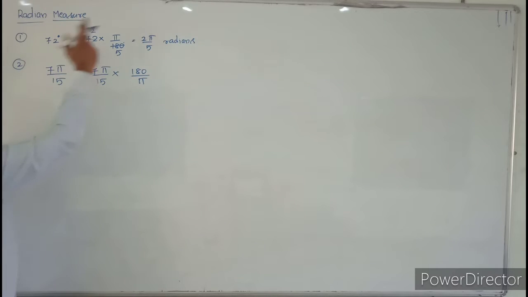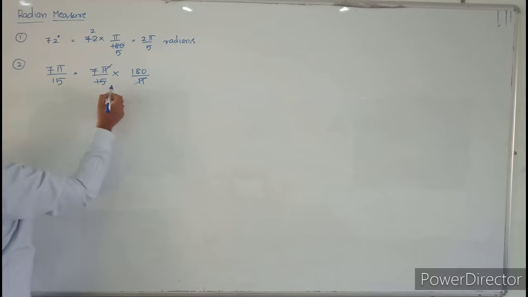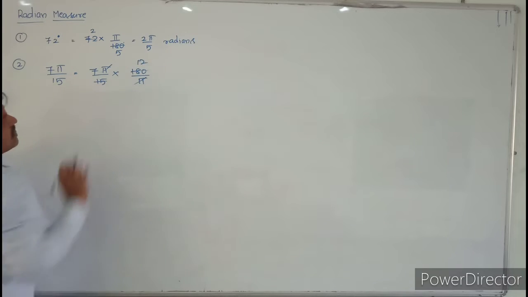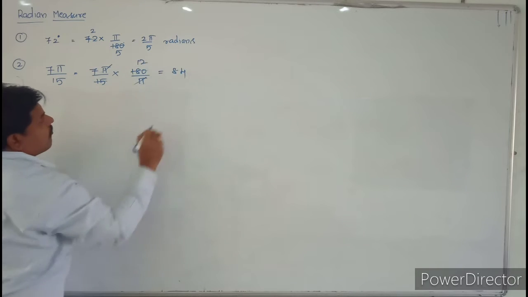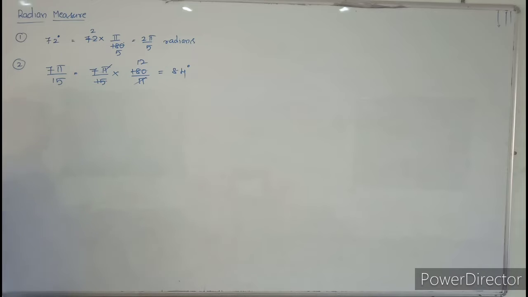If you want to convert degrees into radians, just multiply with pi by 180, automatically it will convert degrees into radians. If radians are given and you want to convert into degrees, just multiply with 180 by pi. So what will be cancelled here, students? Pi will be cancelled and 15 12's will be cancelled. That is nothing but 12 into 7, which is 84 degrees. If you want to convert radians into degrees, just multiply with 180 by pi.